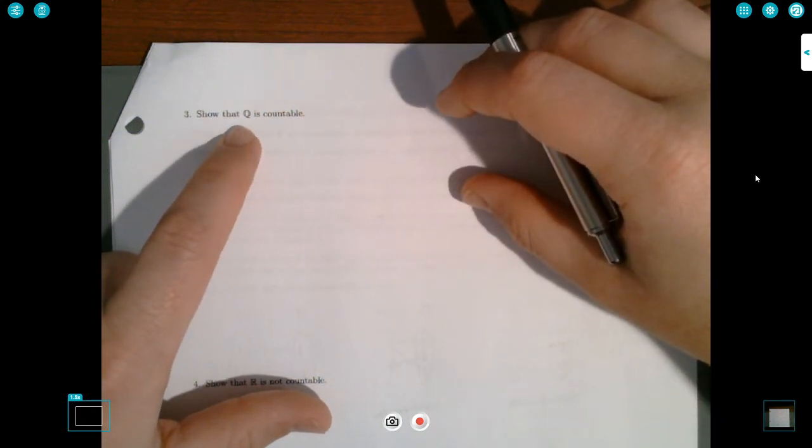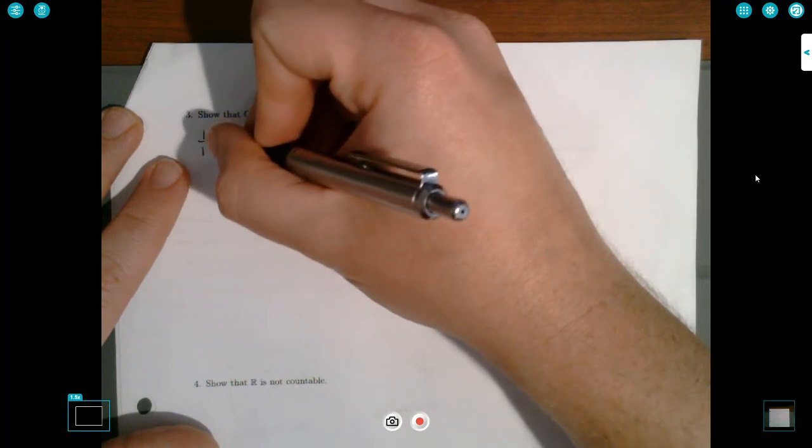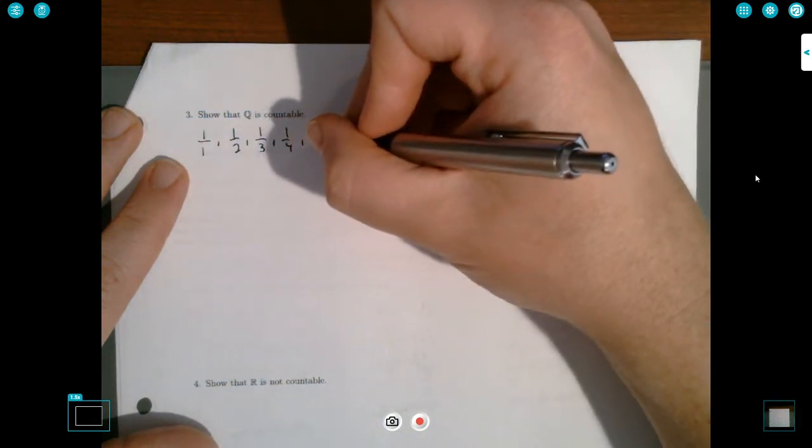So to show that Q is countable, all we have to do is be able to write down all of the fractions, right? But how do you do that? One thing that you might think of is, well, I could start with 1 over 1, and then go to 1 over 2, and then 1 over 3, and 1 over 4. And the problem with that is that this is never going to stop, right? Because you can keep letting that denominator get bigger and bigger and bigger.